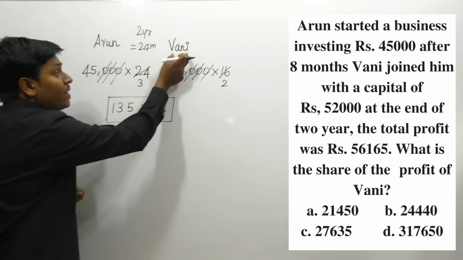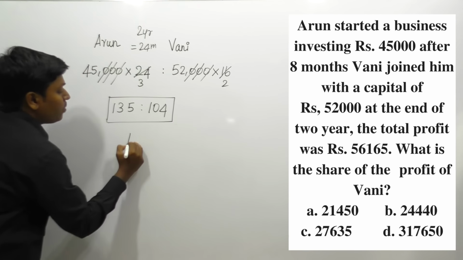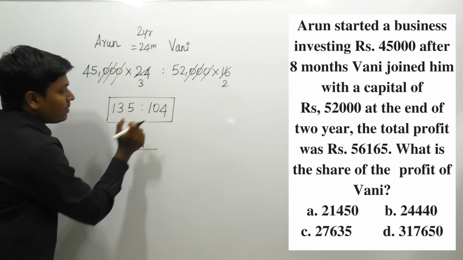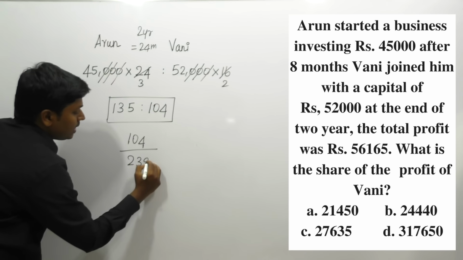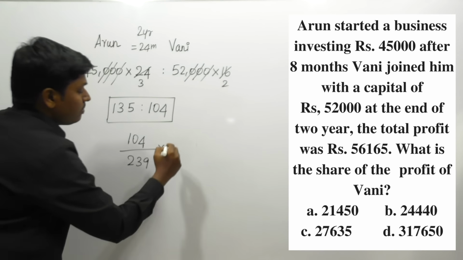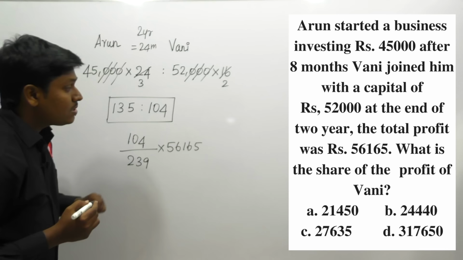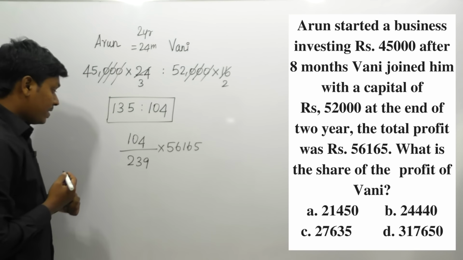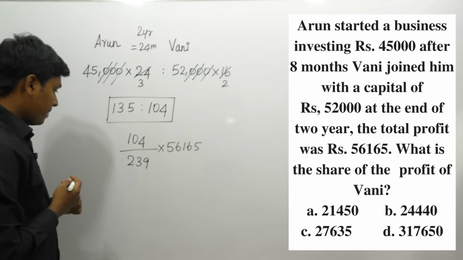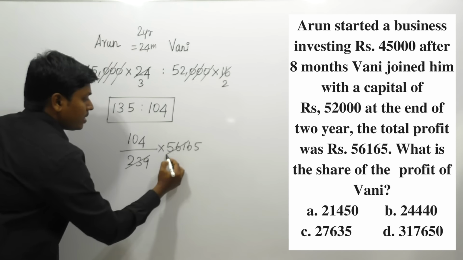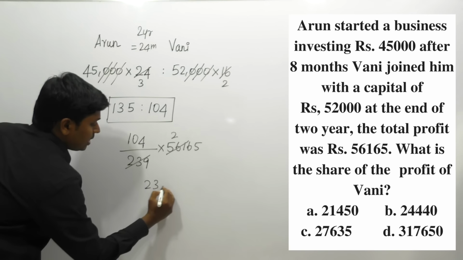But our target is to find the share of Vani, right? So this will be 104 divided by the total, that is 135 plus 104 will be 239, into the profit, which will be 56,165, right? Okay. So friends, now we need to cancel this, right? So I think when we cancel, this will be 2 times, because 239 into 2.